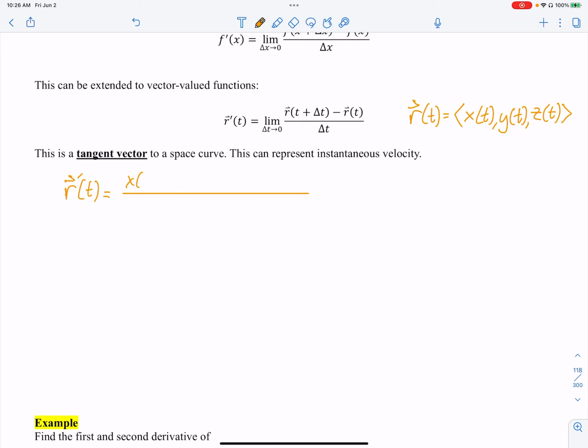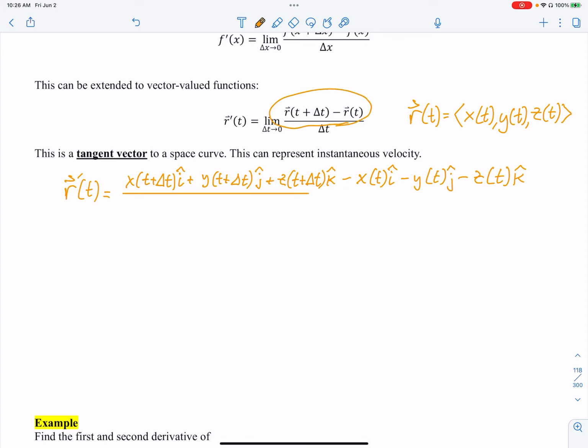I'm going to have x of t plus delta t, and then remember, this is i, j, and k. This is a vector. So plus y of t plus delta t, j, plus z of t plus delta t, k. And then we're going to keep going now with the minuses with just t in there. So I got minus x of t, i, minus y of t, j, minus z of t, k. This is all coming from that. This says to plug it in, so we did. Let me extend my fraction bar here. So there is the top, and then the bottom is just going to still be delta t. Oh, and I did exactly what I told you guys not to do. We need to write our limit.